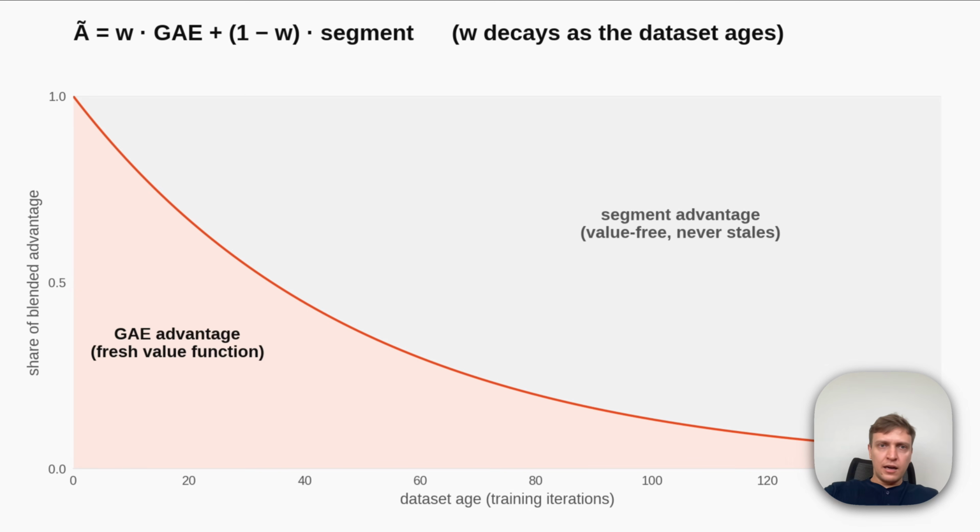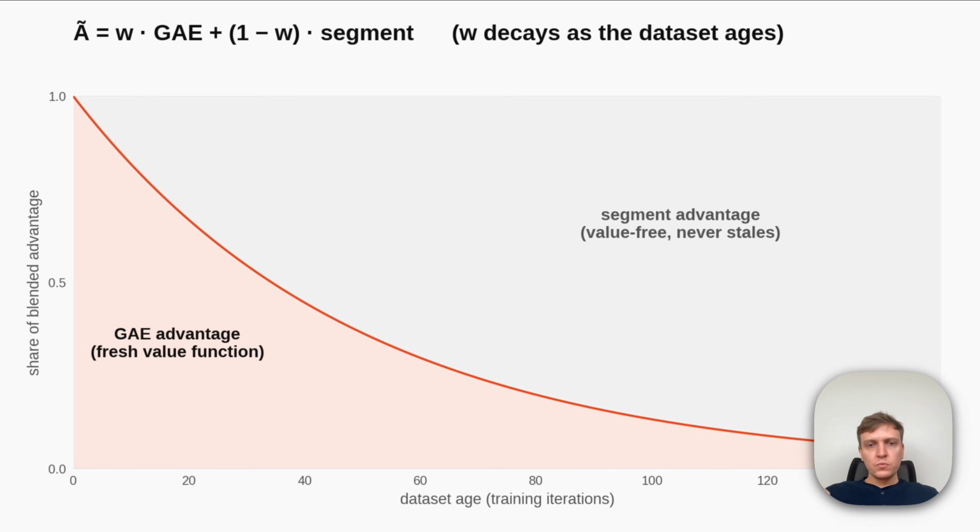And then I apply it using some exponentially decaying weight. When I have just collected rollouts and have very recent value or success probability predictions, I rely on these predictions, and I rely on this advantage, and this segment-level relative advantage is almost not used.